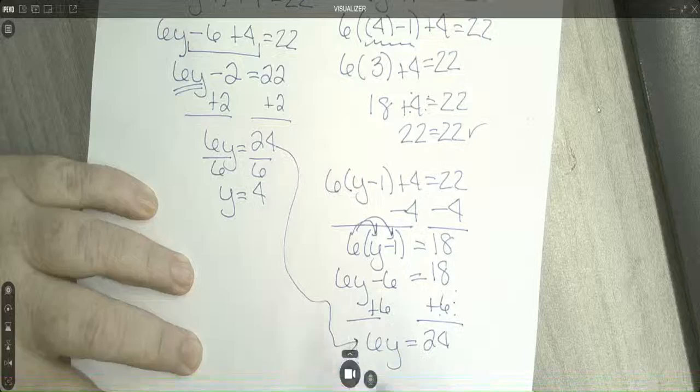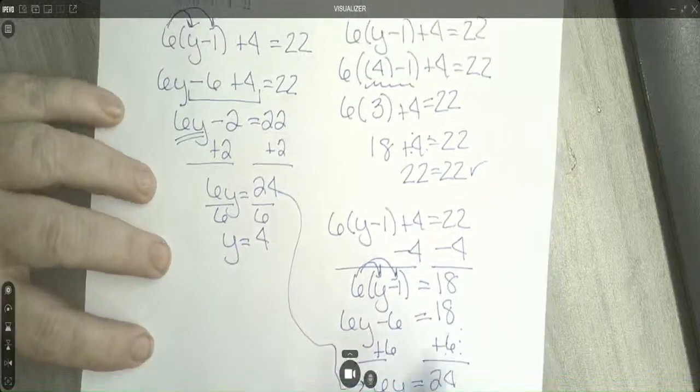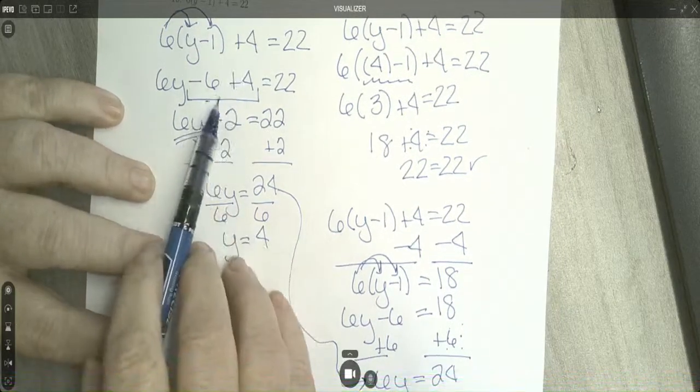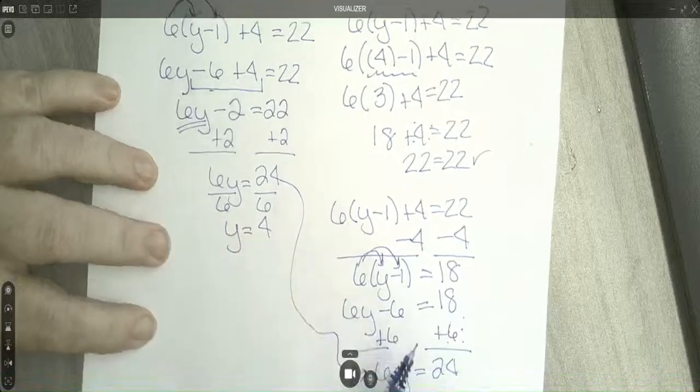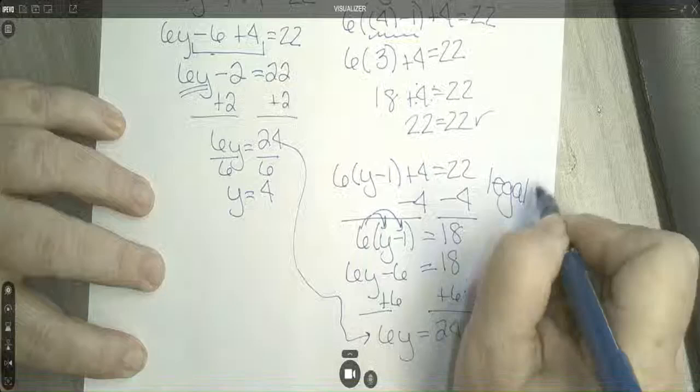It's exactly the same. Okay. So it really doesn't matter how you solve it as long as you use what I like to call legal moves. I think this one is a little bit easier. You know, we just collect like terms. But like I said, this is totally legal too.